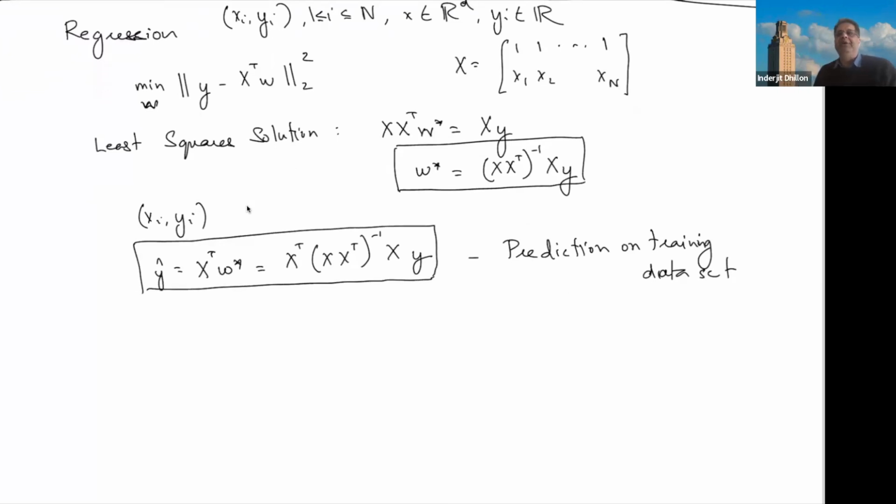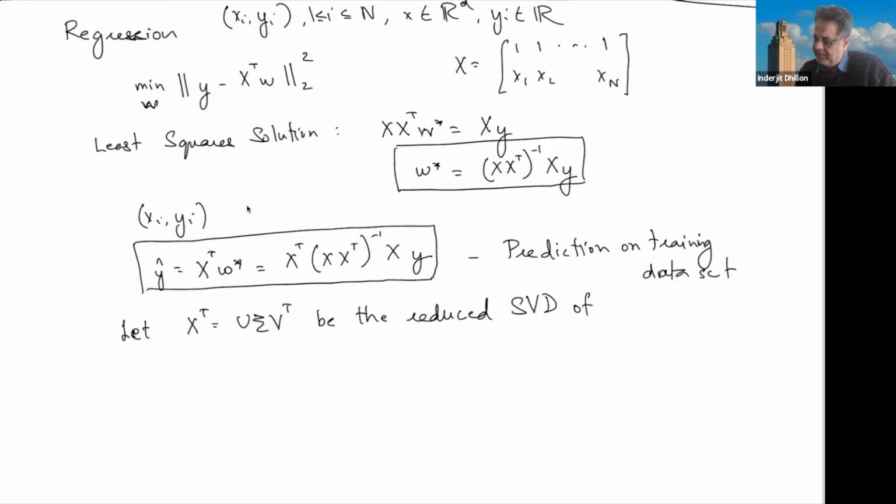Let's see what this actually means. We'll see that the SVD will give you a really good way of interpreting what the solution of least squares regression is, okay? So let X transpose equal U sigma V transpose, and I'm going to drop the hats, be the reduced SVD of X transpose.